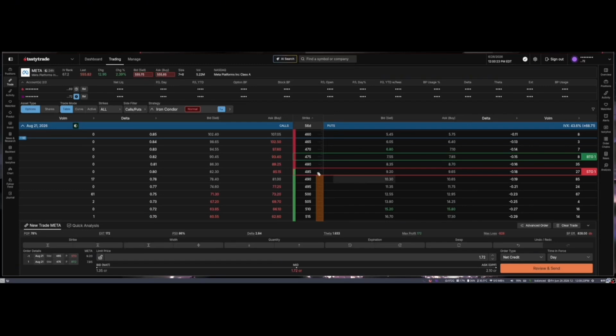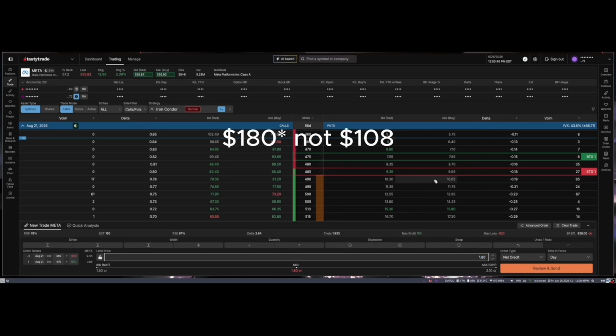So I'm going to sell the 485 put, and I'm going to buy the 475 put. I'm using up about $828 in buying power for this, right? And the reason why it's $828 and not $1,000 is because I'm collecting a credit for it, which is $108.